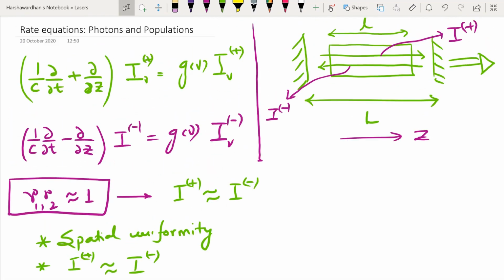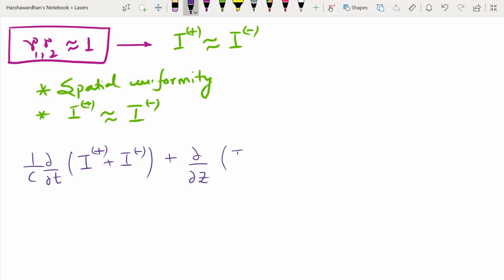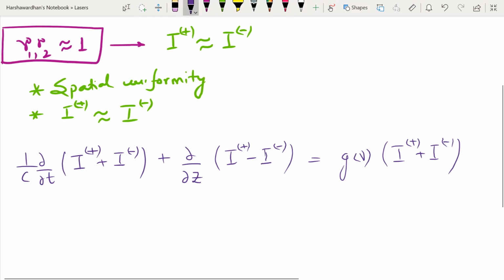We add up these two equations, right? Then I get the following form: 1 by c ∂/∂t of (I plus plus I minus) plus ∂/∂z of (I plus minus I minus), right? And on the right hand side, of course, you have the addition of the two fields, which is I plus plus I minus. I realize that both these fields are comparable, so this term essentially is negligible, right? So I can ignore that.